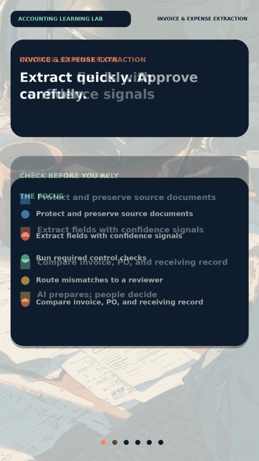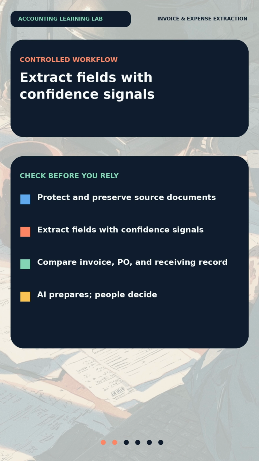Start with intake. Preserve the original invoice or receipt, assign a unique document ID, and record when it entered the process. The approved extraction tool should return proposed fields plus confidence indicators or exception flags. Then run checks for required fields, duplicate document numbers, arithmetic agreement, vendor status, purchase order matching, approval limits, and policy rules. These checks narrow the review.